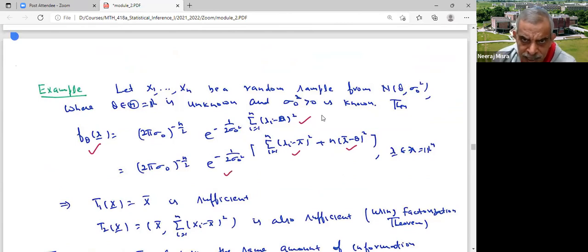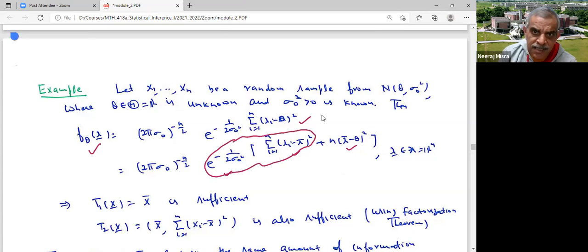But note that by the factorization theorem, if I had wanted, I would have consumed this part, because sigma naught square is known, into h(x). Because this is e to the power minus 1 by 2 sigma naught square, x bar minus theta, whole square. But the choice is mine; I could have, or I could not have. The factorization theorem gives me that liberty. So if I apply the factorization theorem, it tells me x bar is also sufficient.